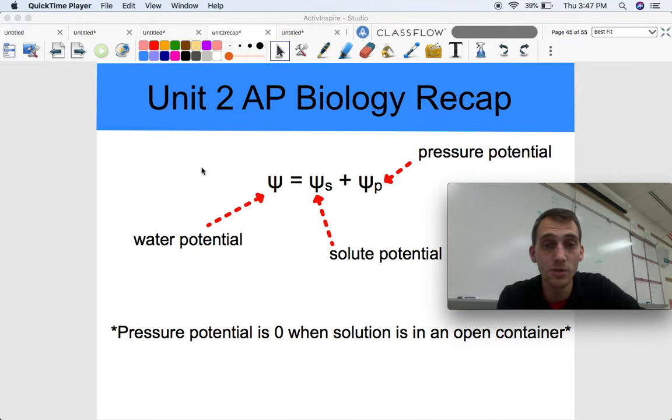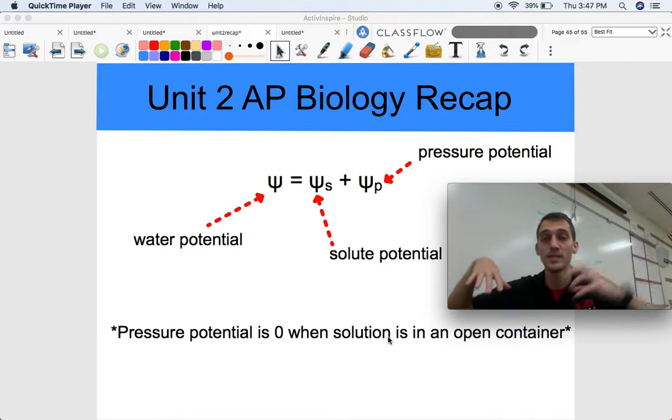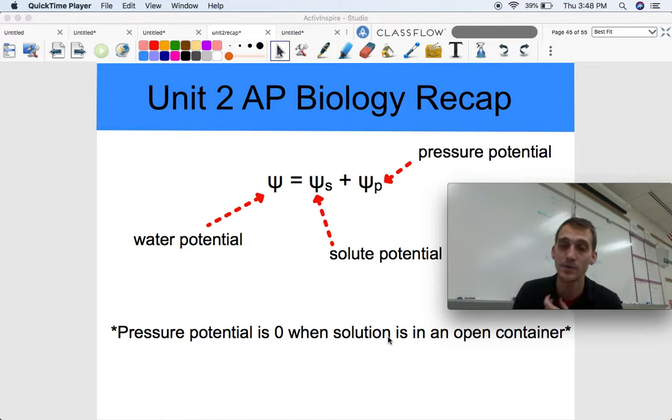This is the water potential formula. Water potential equals solute potential plus pressure potential. Pressure potential is 0 when a solution is in an open container. That means the normal amount of atmospheric pressure is not going to exert any extra pressure. It's not going to affect osmosis any more than normal, right? So if you come across a practice problem where a cell is in an open container, the solution in the open container has 0 pressure on it, 0 pressure potential.